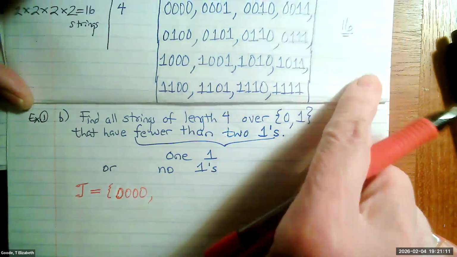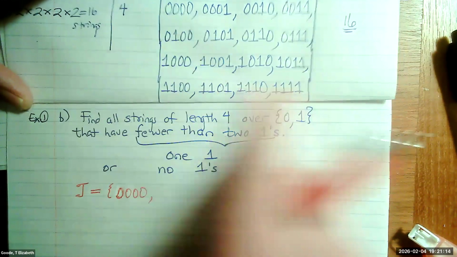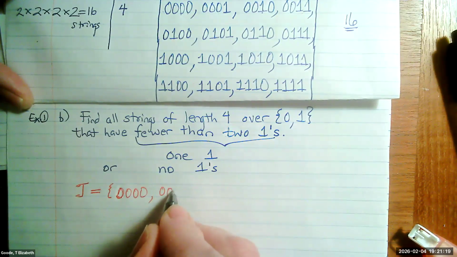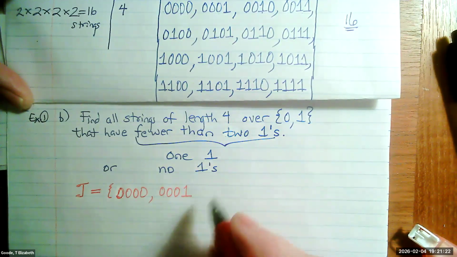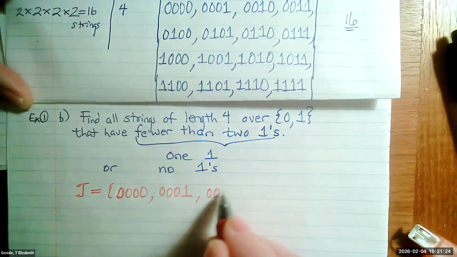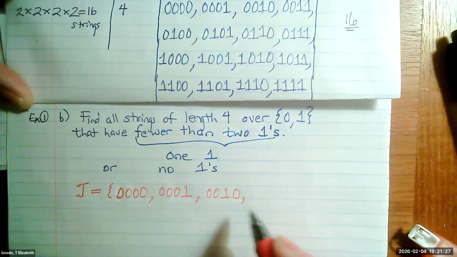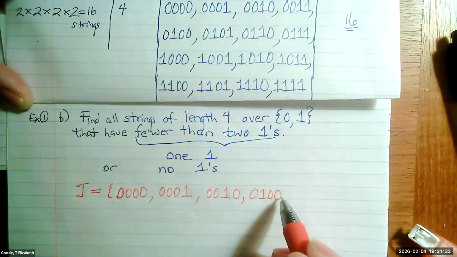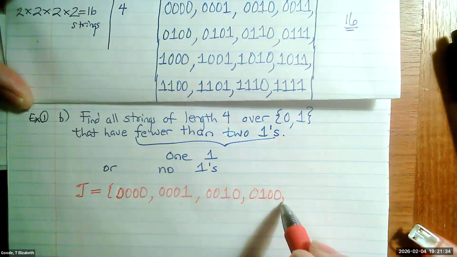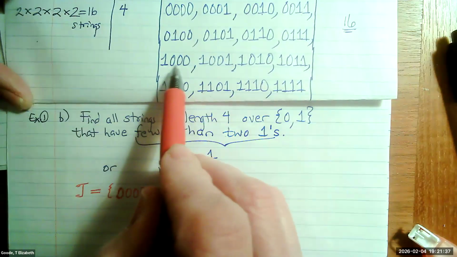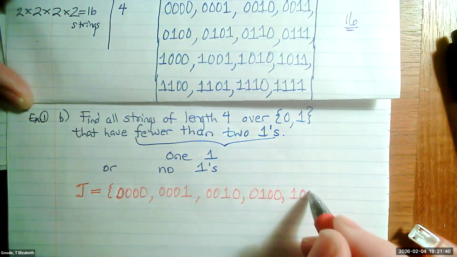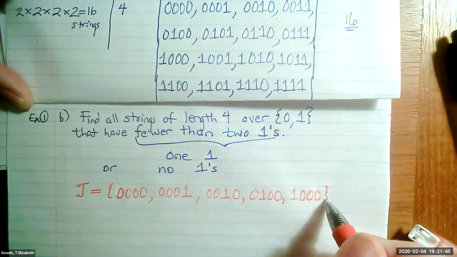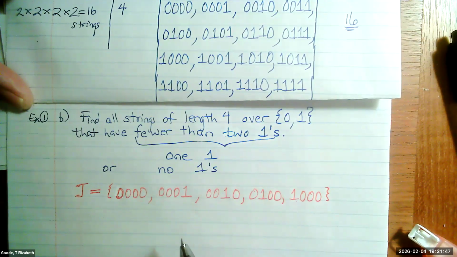Now we'll look for the strings that have exactly one 1. 0001, 0010, good. 0100, good. And I think that's the last one. Oh no, 1000. Yep, you found them. So there are 5 strings like that.